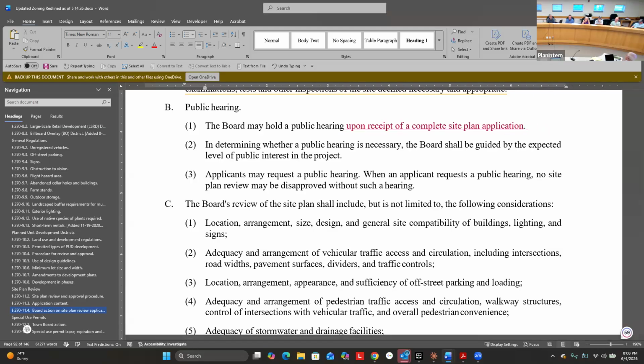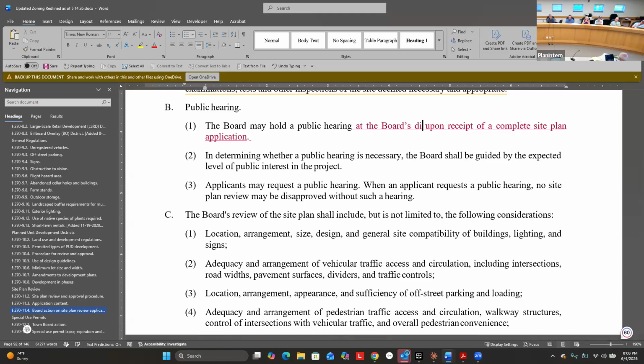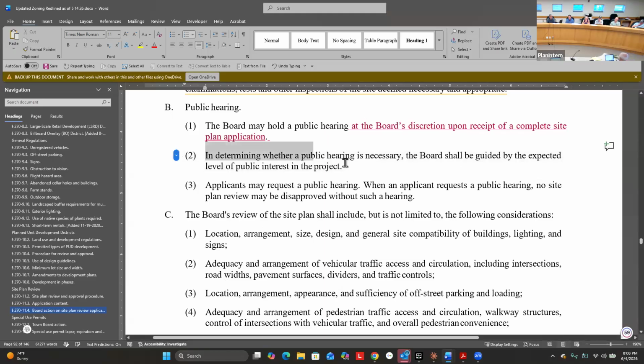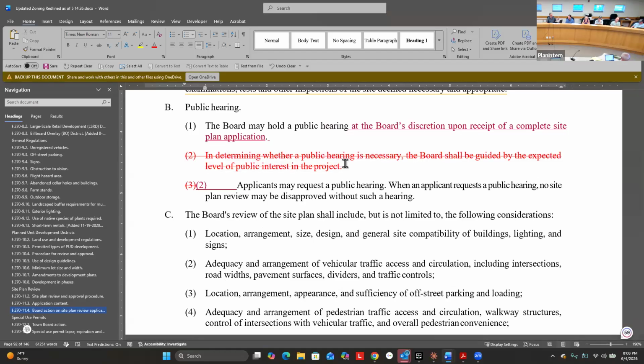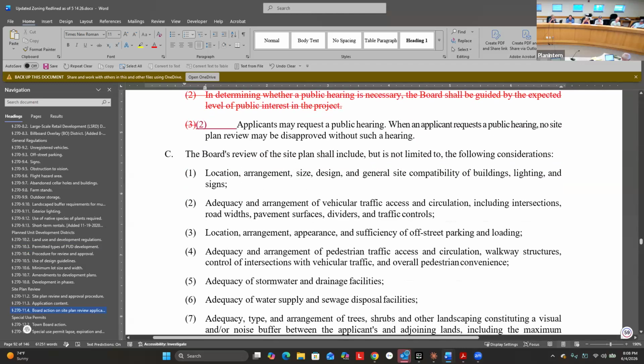I'm good with that. Yeah, and delete number 2. And then number 3 becomes number 2. Applicants may request a public hearing. So you've got both sides. Yeah, I think that makes sense, because the things that require a public hearing are all covered in those sections. Okay. All right, good. It covers Dan's part too.